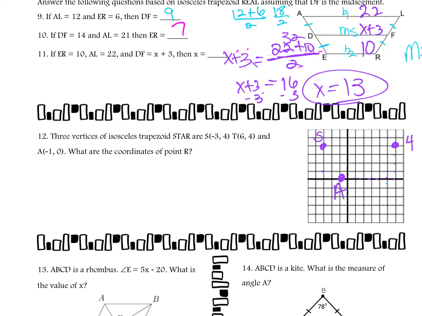So we have to figure out, because it says it's an isosceles trapezoid, so I have to figure out a point for the bottom down there. So what I'm going to do here is count 1, 2, 3, 4 over, 1, 2. So I'm going to go 1, 2, 3, 4 over, 1, 2. So that would be my new point right there. So it'd be 0, 4 to make my isosceles trapezoid.